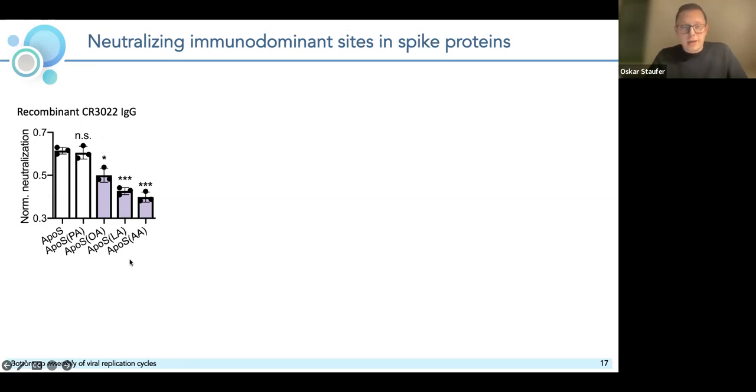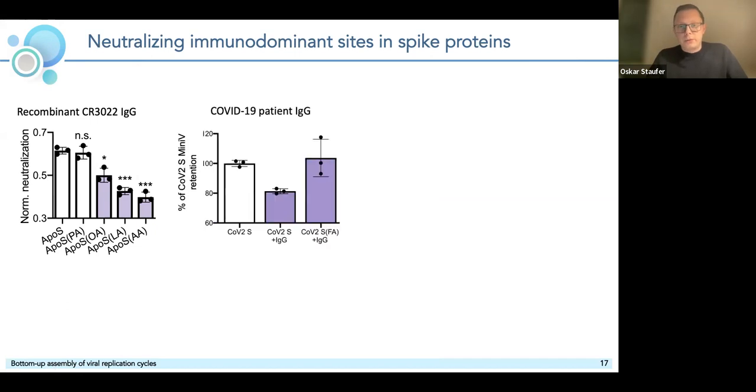For this, again, we applied our minimal virions, tested them in the individual fatty acid configuration, so with saturated and unsaturated fatty acids, and we could see that the neutralization potential of this antibody was actually decreased when the unsaturated fatty acids were incubated with the minimal virions.